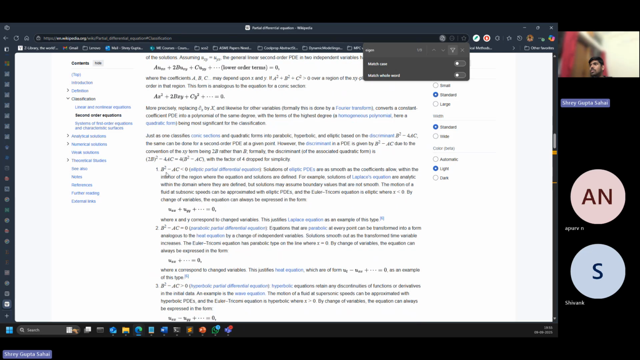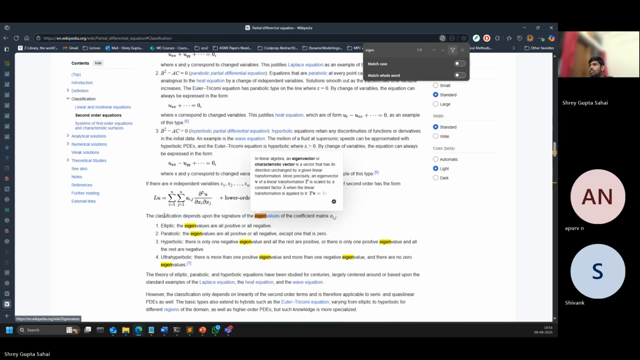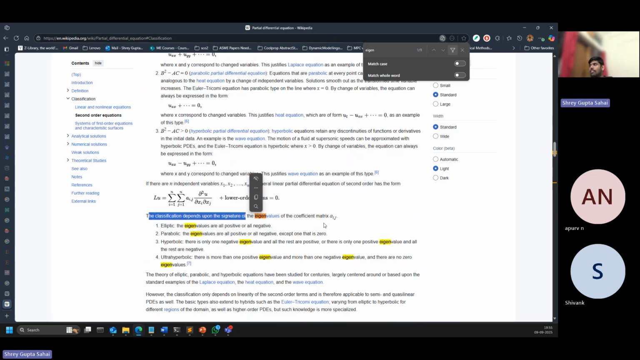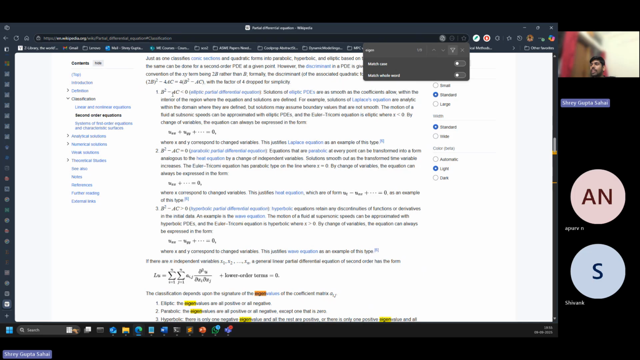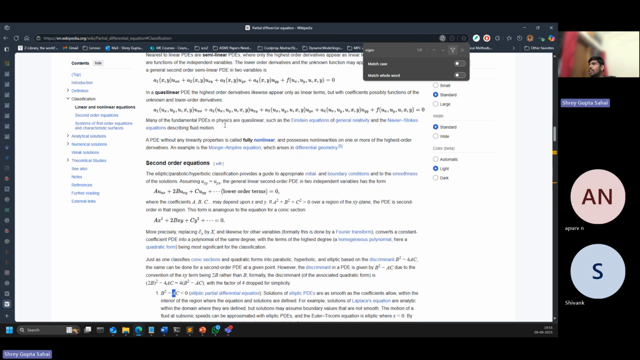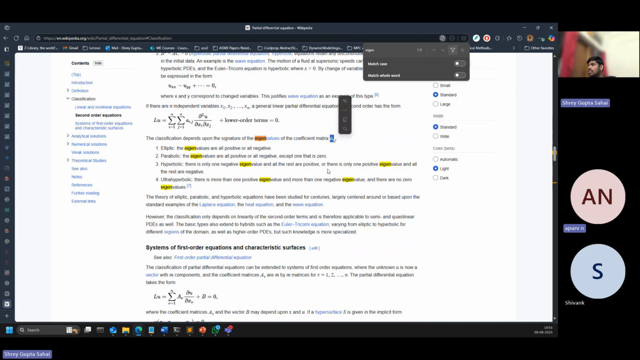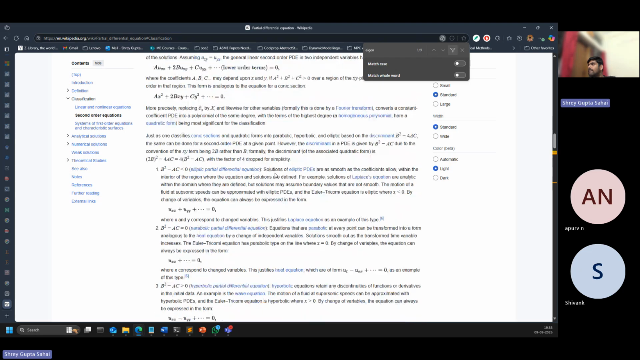So now B squared minus AC is, but my question is, the classification depends on the signature of the eigenvalues of the coefficient matrix. Eigenvalues are always associated with a matrix. What is the coefficient matrix? The eigenvalues of A, it says. Not C though? What is Aij? ABCs are all Aij, sir.